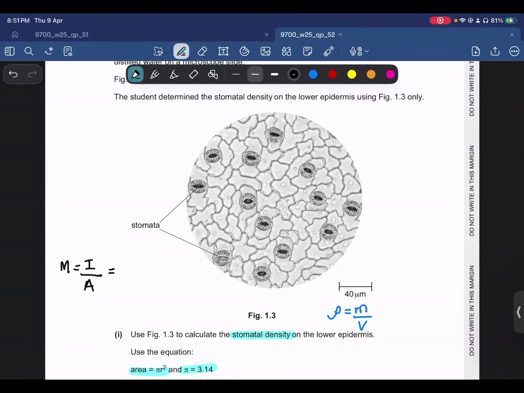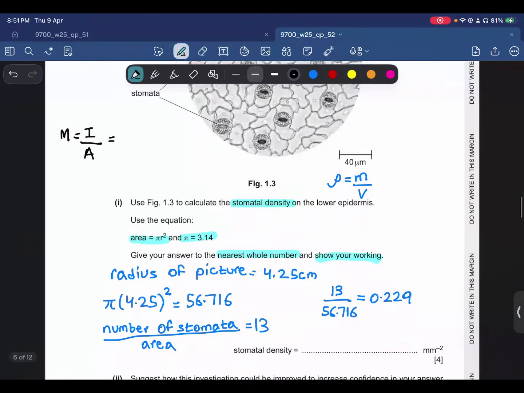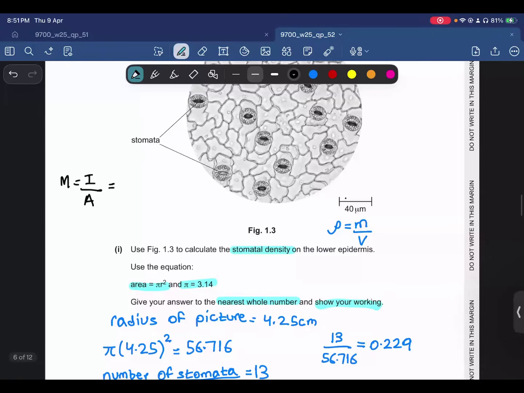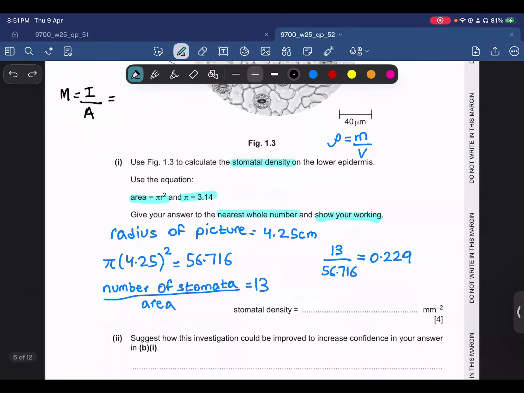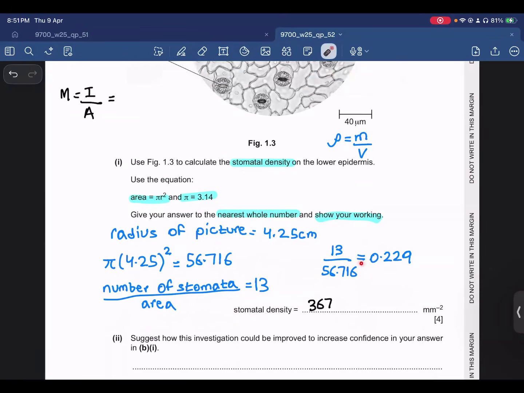नाउ ऑफ कोर्स यू वुड नॉट बी एबल टू यूज रूलर हियर. सो एंड यहाँ पे वैल्यूज भी लिखी हुई नहीं होती, यू नीड टू कैलकुलेट देम योरसेल्फ. इवन आई एम यूजिंग अ स्क्रीन, मैं भी मेजर नहीं कर सकता. सो जो भी मैग्निफिकेशन होती है, उसको हम जब स्टोमेटल डेंसिटी में अप्लाई करते हैं, तो फिर आंसर आता है 367 millimeter square.